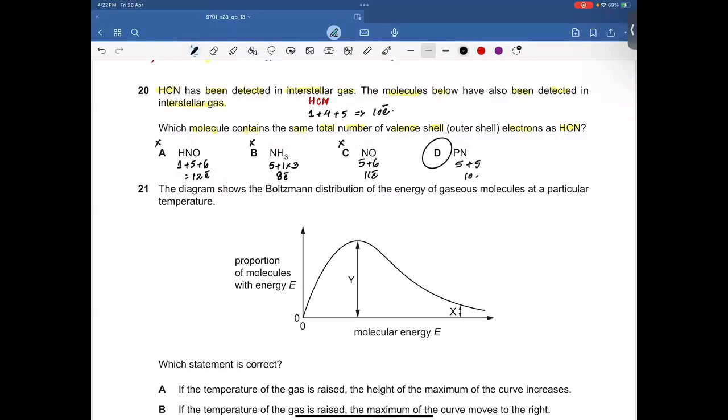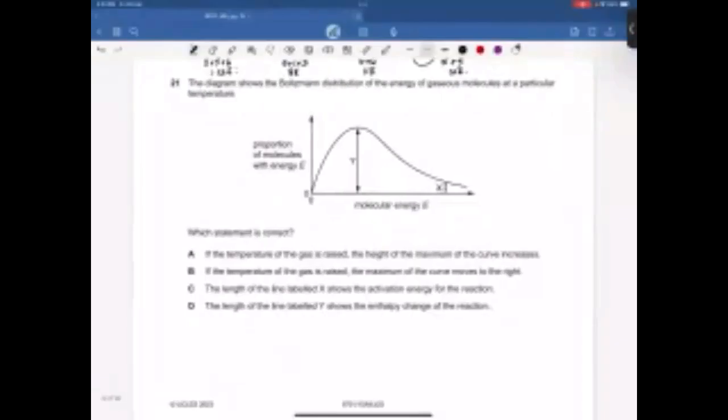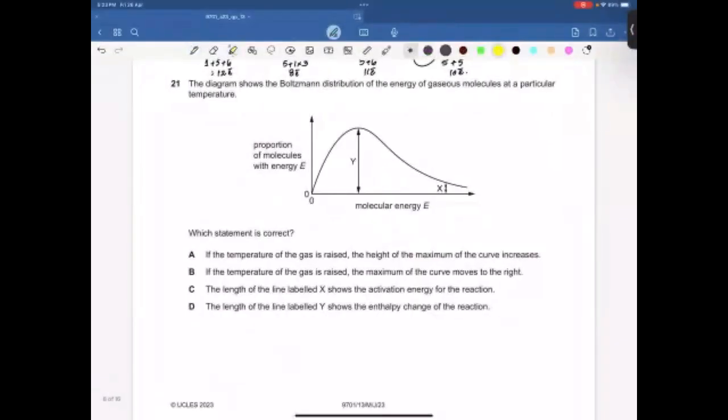So you will get a total of 10 valence electrons in this scenario, which is why D is going to be the right answer. Let's start question number 21. The diagram shows the Boltzmann distribution of the energy of the gaseous molecules at a particular temperature. This is the area under the curve that represents the number of molecules in the sample, and this reflects the activation energy, guys. Which statement is correct?